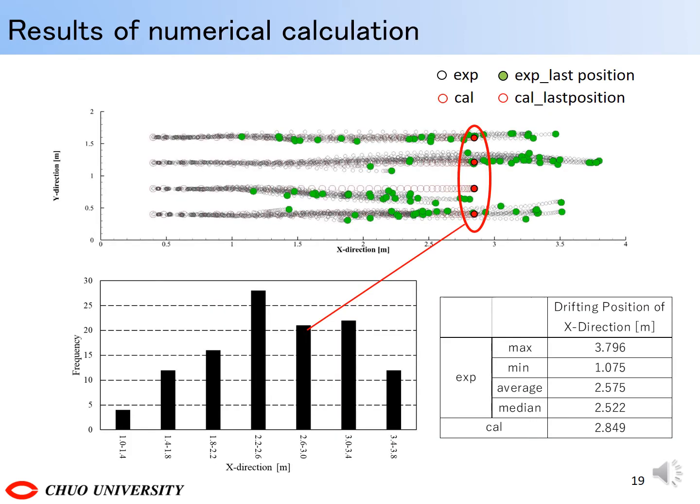From the above figure, it can be seen from the experimental results that there are variations in the direction perpendicular to the flow direction with each trial. The figure below shows the frequency distribution of the movement distance in the experiment's flow direction every 40 cm. The range of variation was large, and the calculation result was overestimated by 18% from the experimental value. On the other hand, it goes straight without shaking in the direction perpendicular to the numerical calculation flow direction. This is considered because the flow velocity in the y direction is not incorporated in the current numerical model.